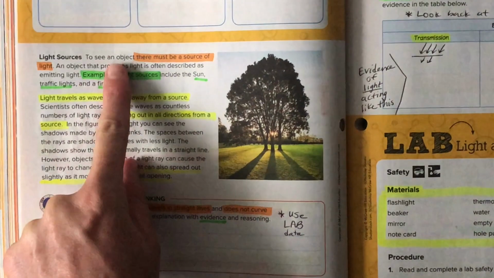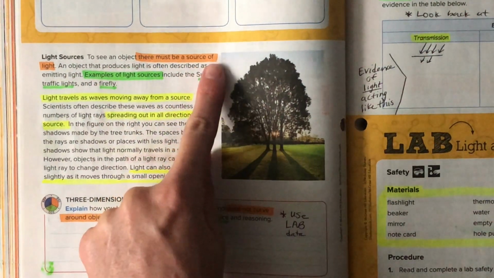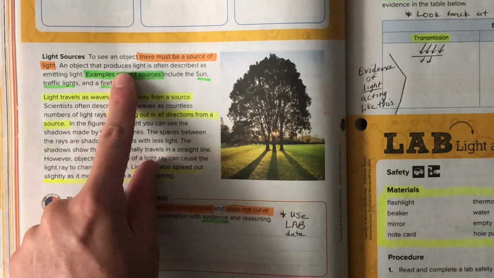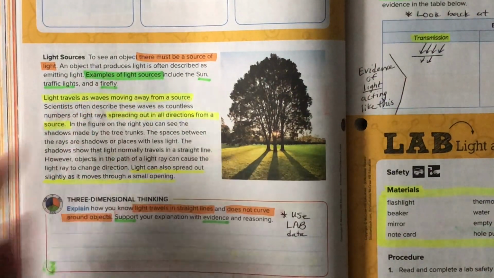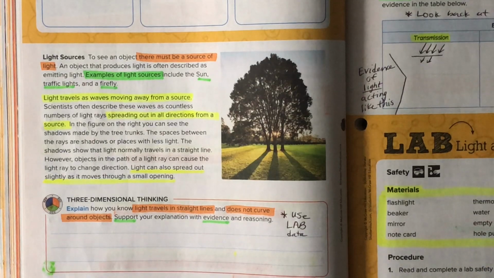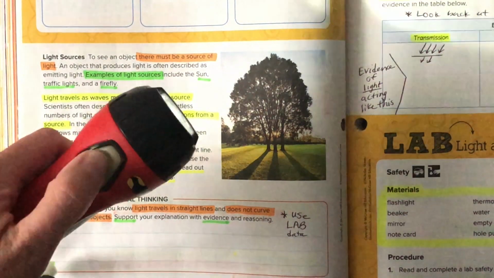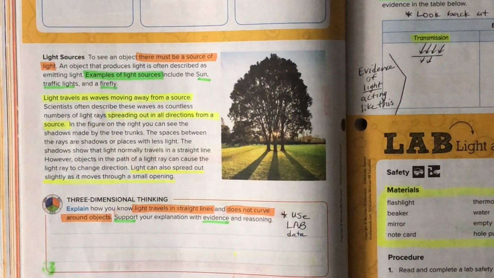To see an object, there must be a source of light. An object that produces light is often described as emitting light. So examples of light sources are, of course, the sun, traffic lights, a firefly, and of course for yours, it was the flashlight. That was our source.